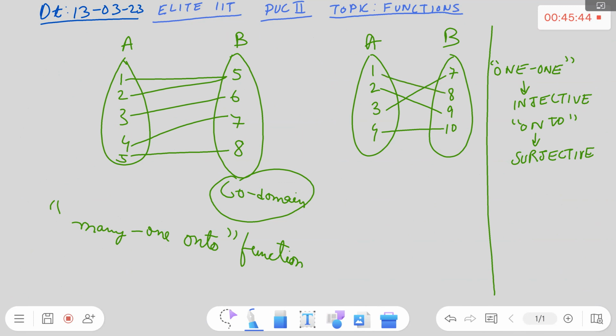Now look at this function. Is it into or onto? It's onto, because each and every element of the codomain has a pre-image, isn't it? So this is also onto. This is also surjective. Now tell me whether it is many to one or one to one. One to one, or one one, isn't it? This is the complete name. One one onto.